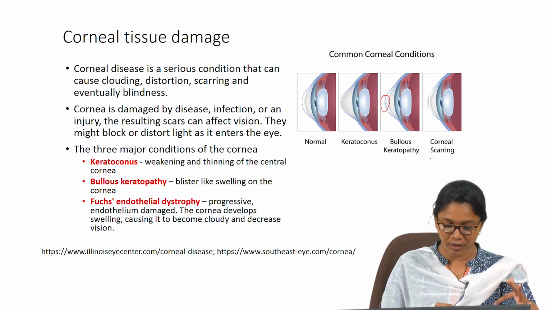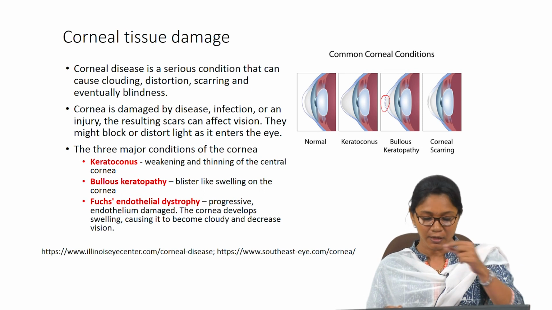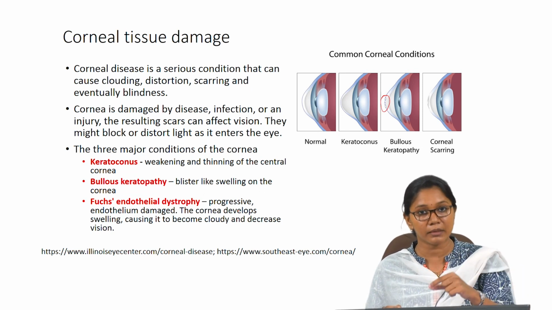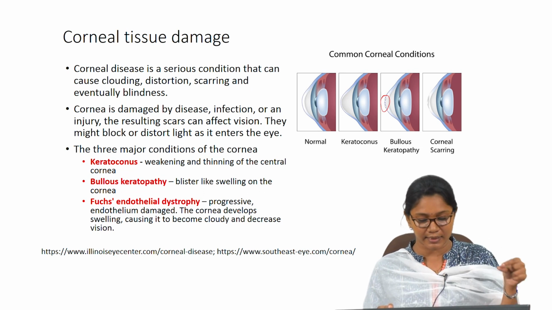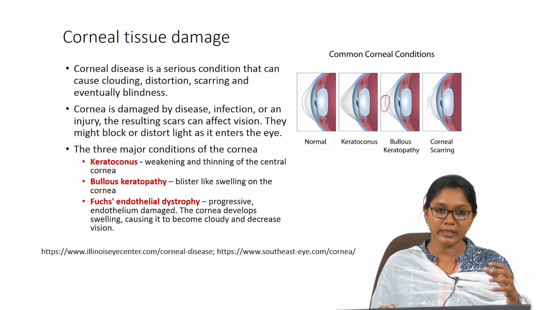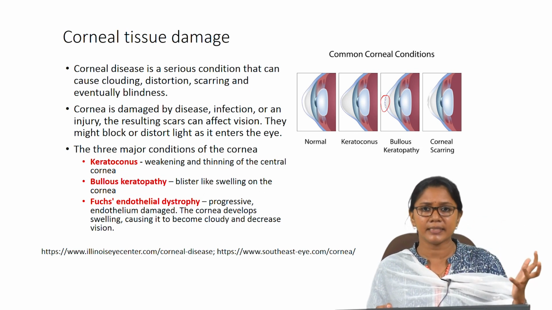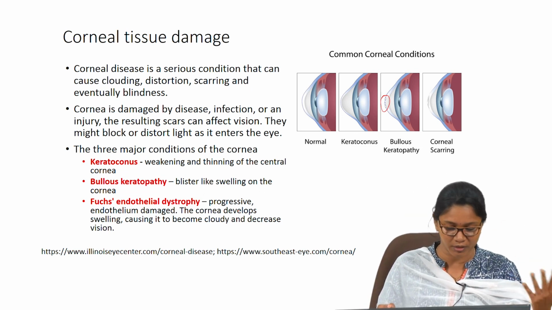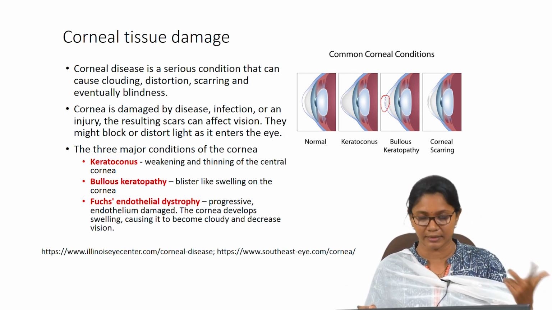And then we have the Fuchs endothelial dystrophy or the corneal scarring, which is a progressive disease where the corneal endothelium is damaged, that is, as I have said, the bottommost endothelial cells are being damaged. So, the cornea develops swelling, causing it to become cloudy, and there is vision delay or vision loss. So, this happens when the endothelial cells are being depleted.